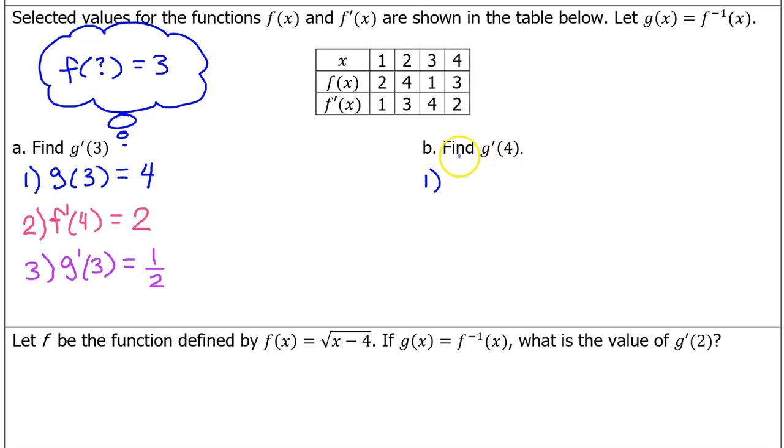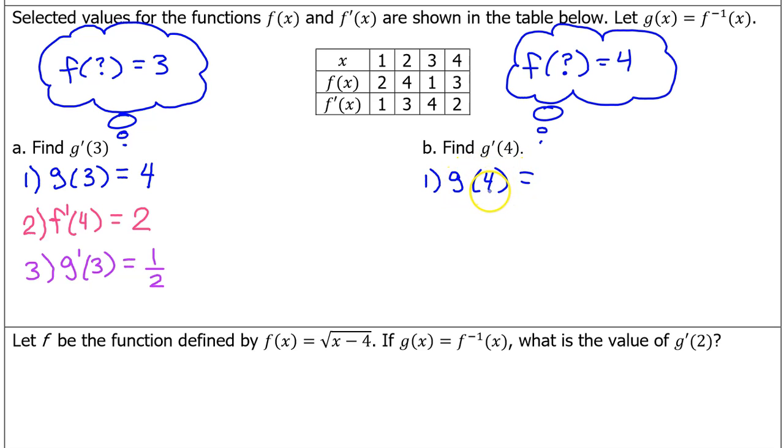Let's do it again. For part B, we need to find g prime at 4. Step 1 is to take away the prime and find g at 4. To find the inverse at 4, you ask yourself f at what is equal to 4. On the chart, we see that f at 2 is equal to 4, so the inverse at 4 must equal 2.